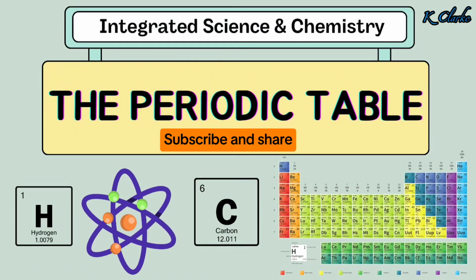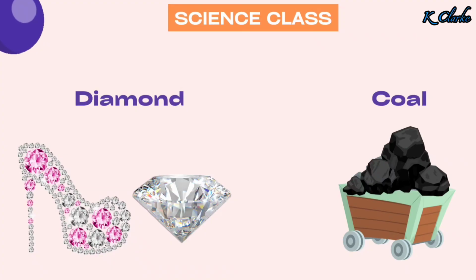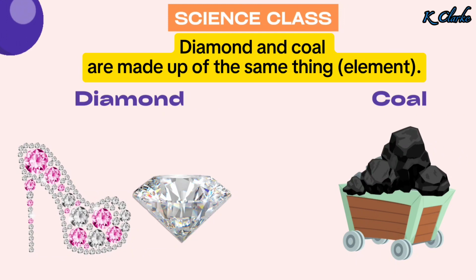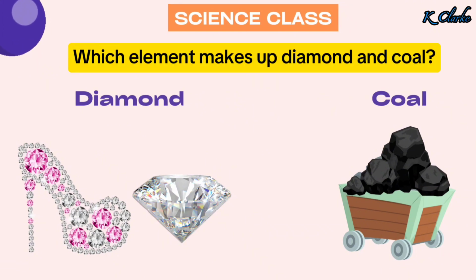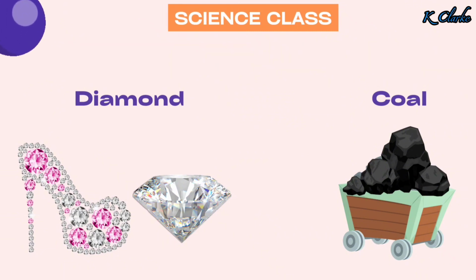The periodic table. Did you know that diamond and coal are similar in composition? Even though diamond is expensive and coal is cheap, although both are different in physical characteristics, they possess the same element. What is an element? Which element is found in both diamond and coal? You learn about it in this video.